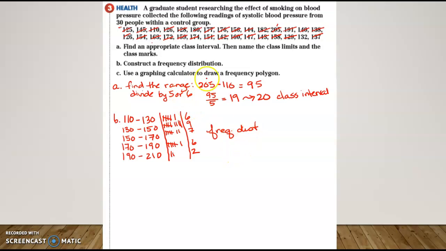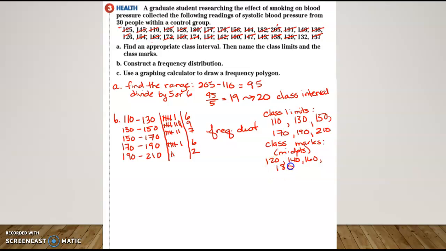It's already written out. The class limits are the ones on the outside: 110, 130, 150, 170, 190, and 210. Our class marks are the halfway points, your midpoints. Those would be 120, 140, 160, 180, and 200. The class marks are what we will be using in the next section to find our mean and our medians, and the modes you can just count up. Our mode here would be 130 to 150.